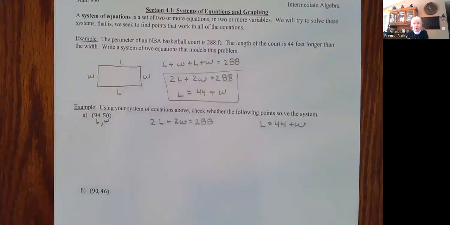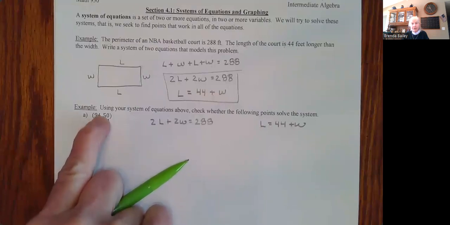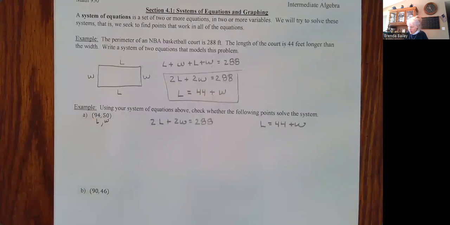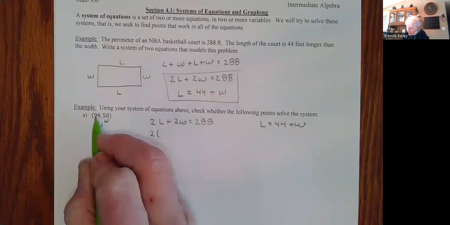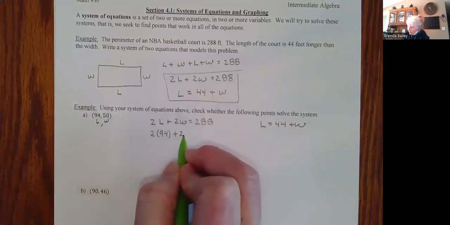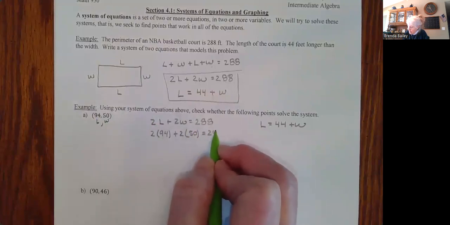And now this is a way for you to check your answers. When you're asked to find this point, if you find this point, you can use this method to check the answer. All righty. So let's go ahead and go 2 times the length, which is 94, plus 2 times the width, which is 50, equals 288.